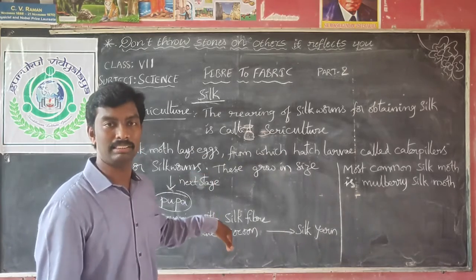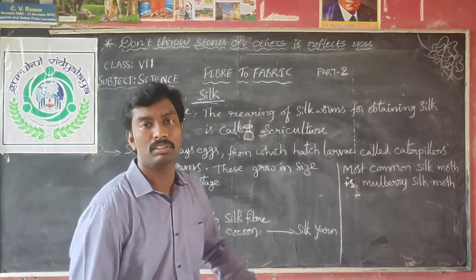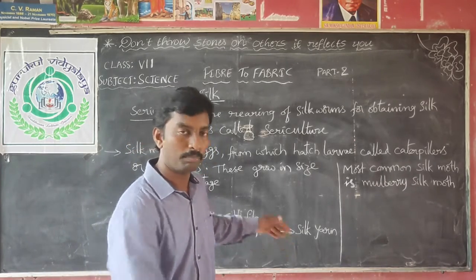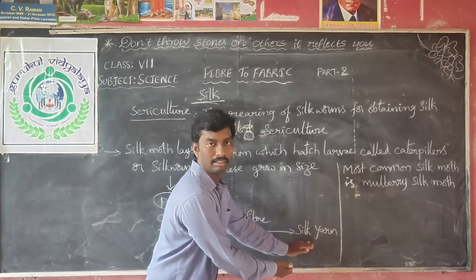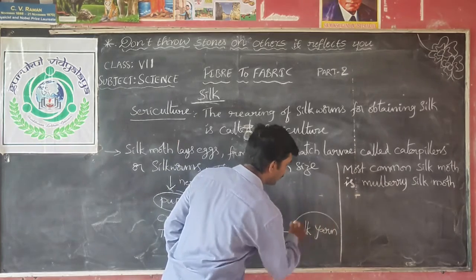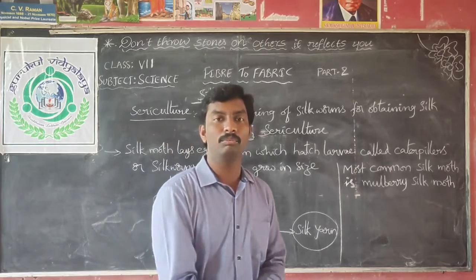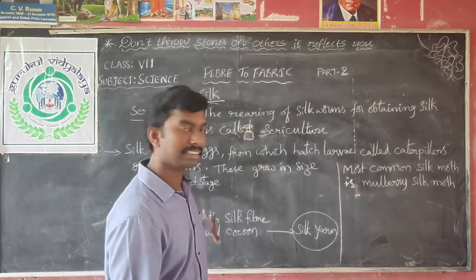This is one of the stages. This covering is also called a cocoon. From the cocoon of the silk fiber we will get the silk yarn. This silk yarn, after weaving or knitting, gives us the silk fabric. So children, do you understand here?